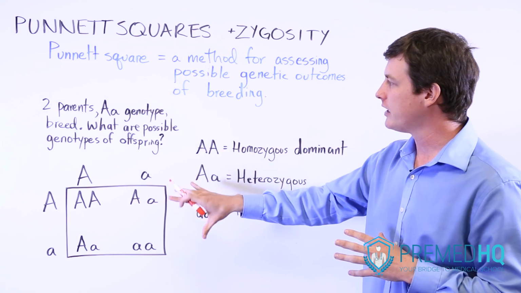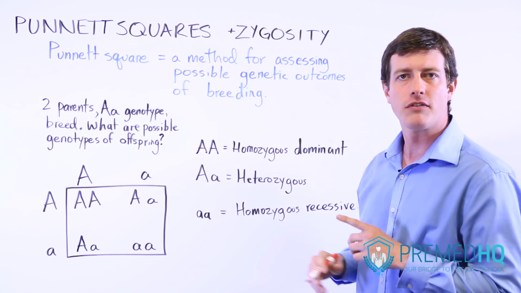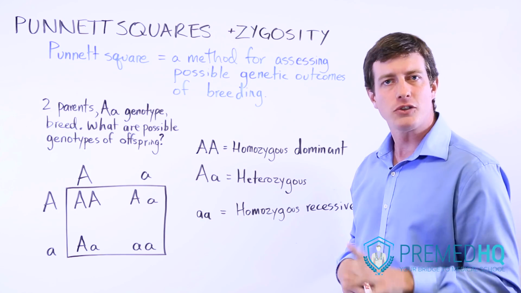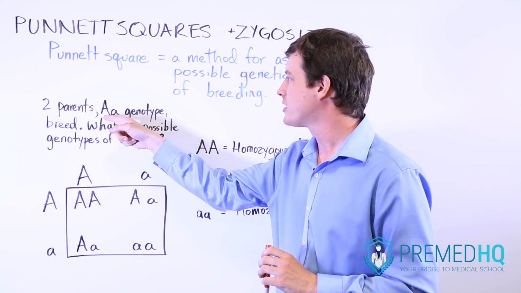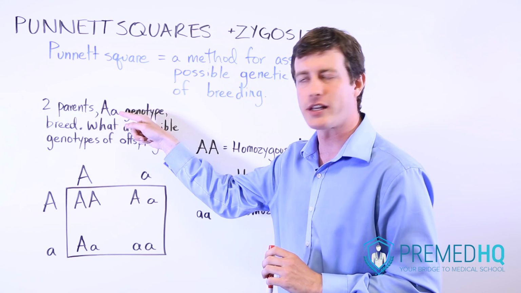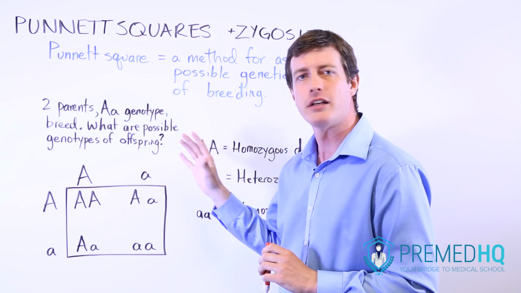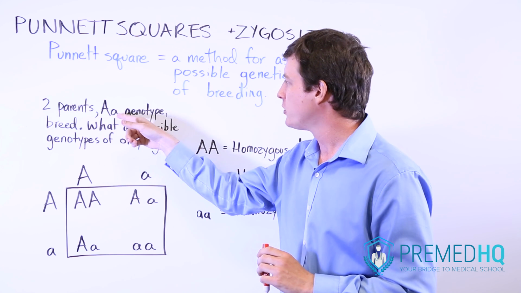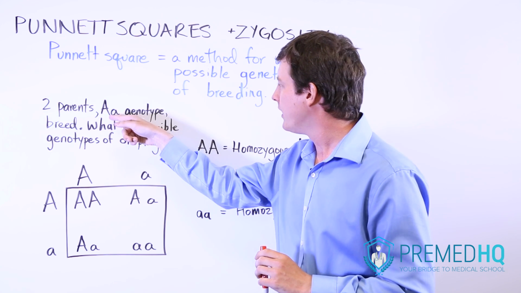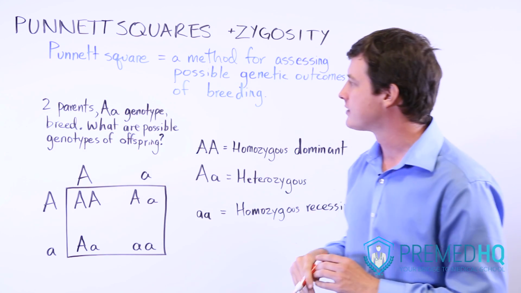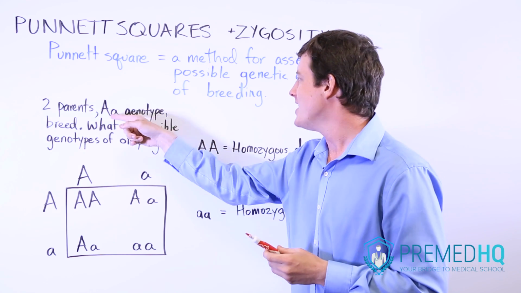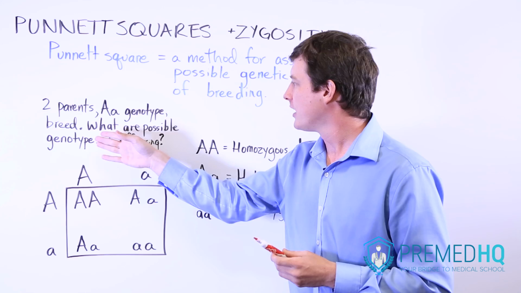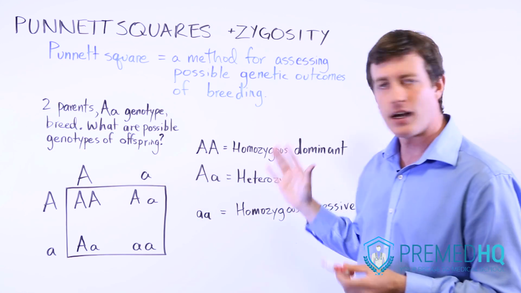And here we're dealing with a question that involves only a single gene. And so we have two parents, both of which have a genotype of capital A and lowercase a. Capital typically represents the dominant allele, and lowercase represents the recessive allele. The parents both are the Aa genotype, and they breed together. What are the possible genotypes of the offspring?